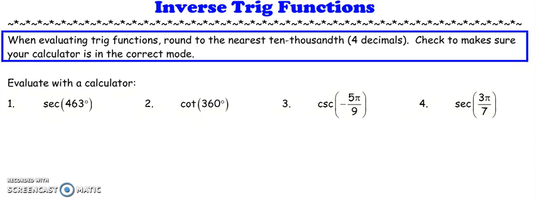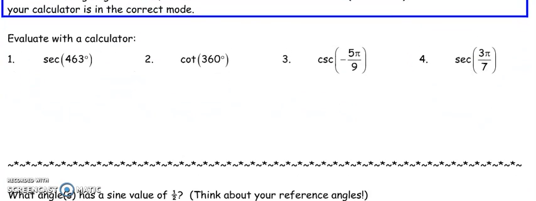Okay, today we're going to do some inverse trig. So you got to know trig first, then we're going to do the inverse of it. But before we do that, we have to actually know how to type in some trig into the calculator. So let's do these problems down here.